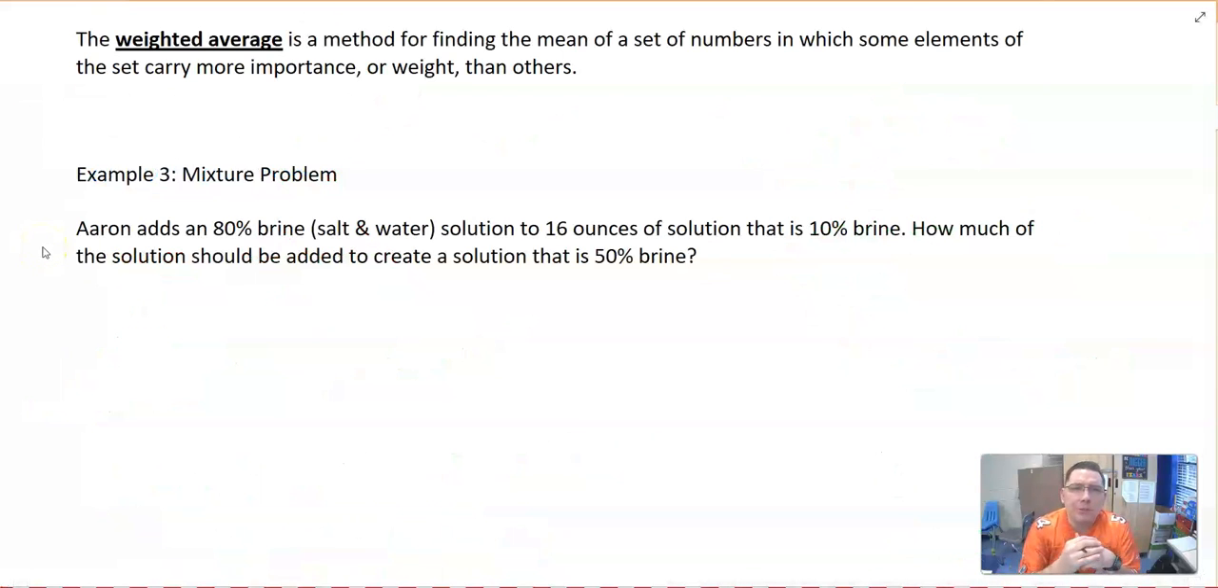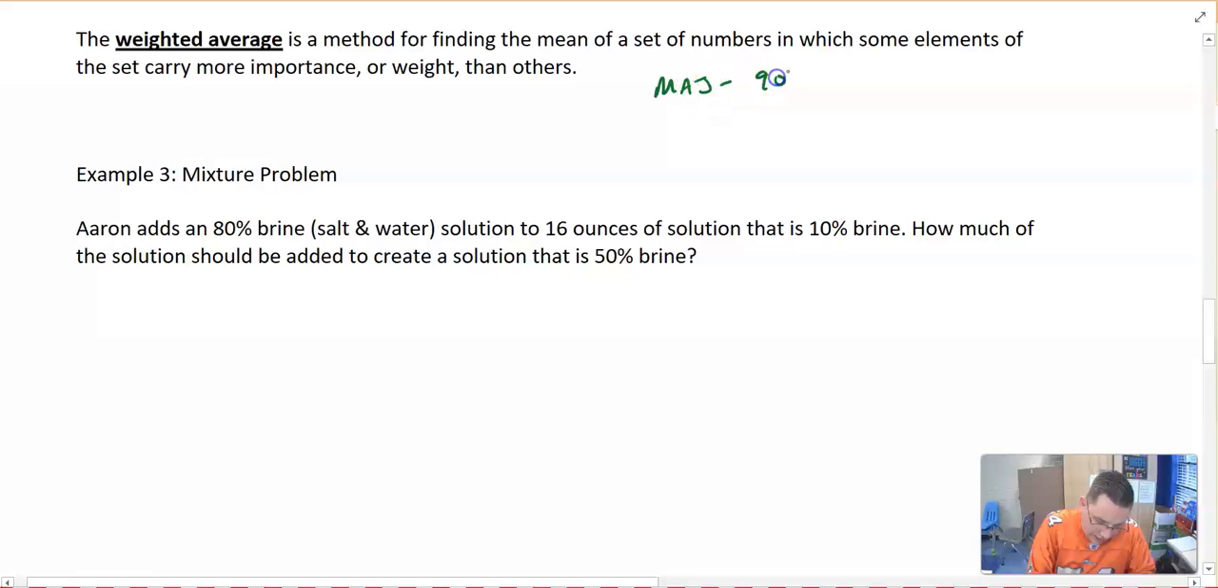All right, a definition we need to look at first is a weighted average, and this is a method for finding the mean of a set of numbers in which some elements of the set carry more importance or weight than others. So for example, prior to the 2020-21 school year, remember that your grades were 50-50, 50% major, 50% minor. So you could just average the two numbers. Let's say that your major grade was a 90 and your minor grade was an 80. And so you would just average these two numbers and get an 85.